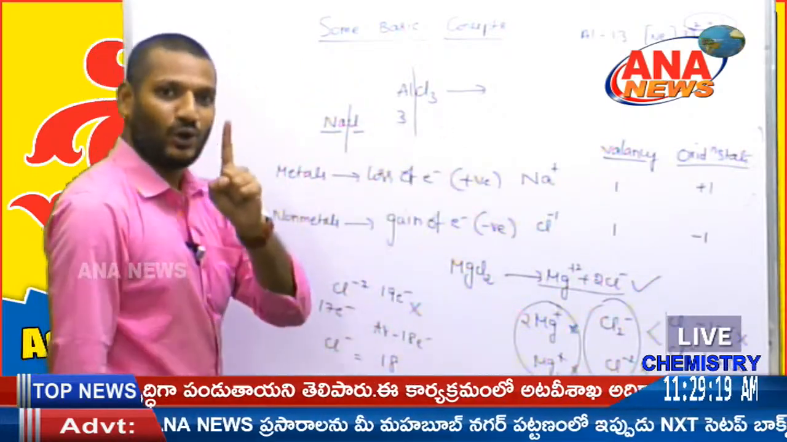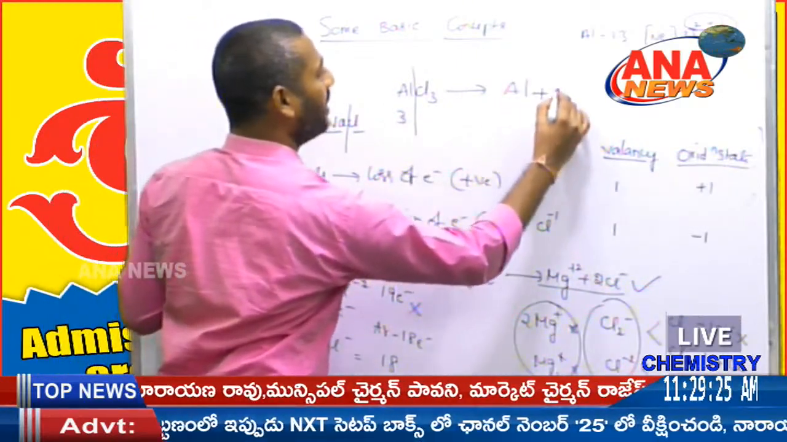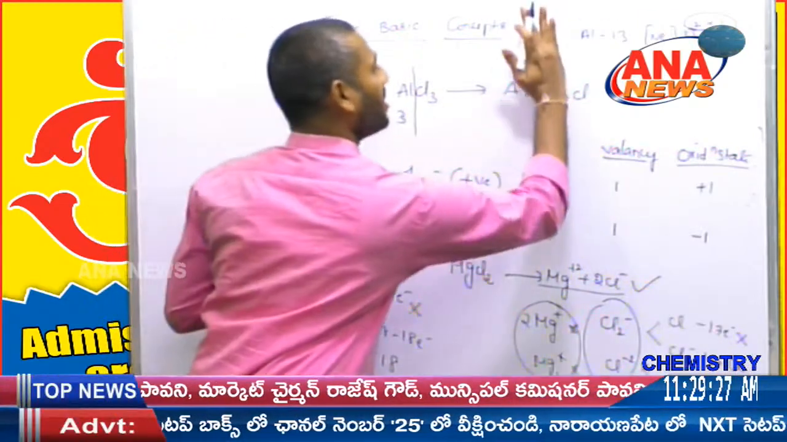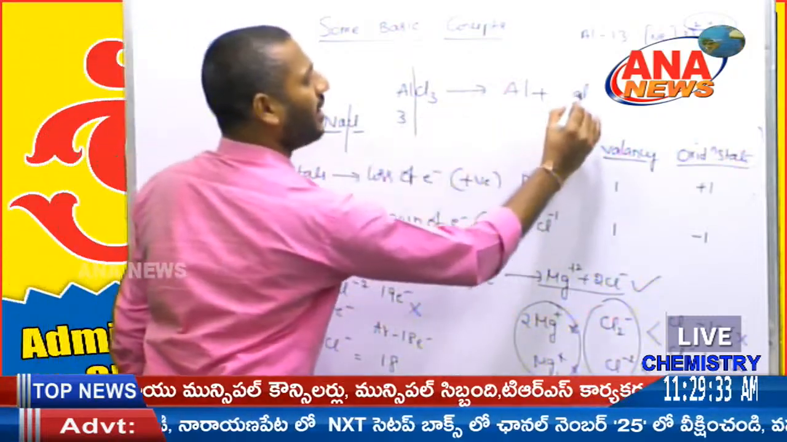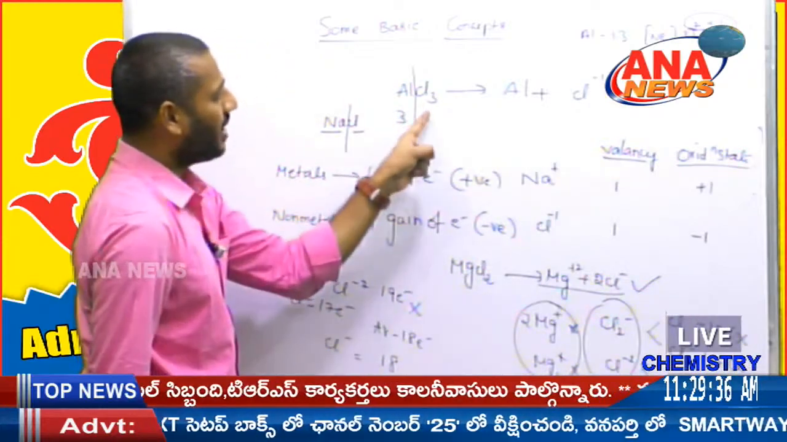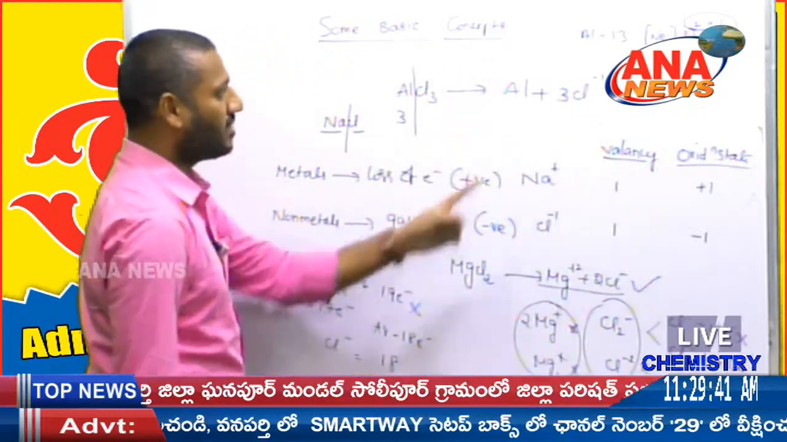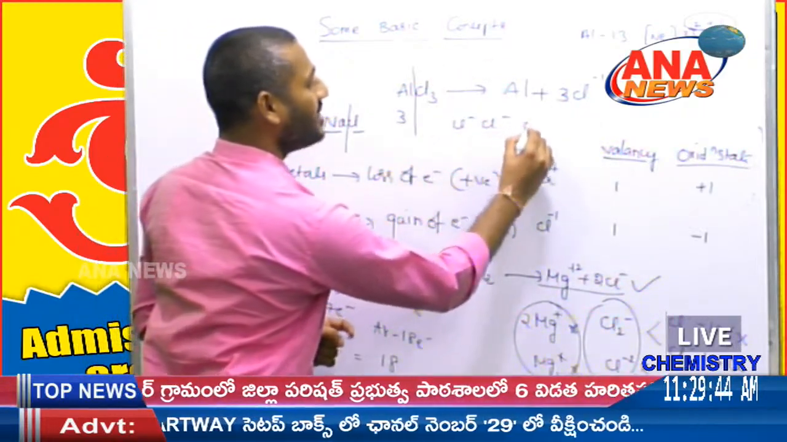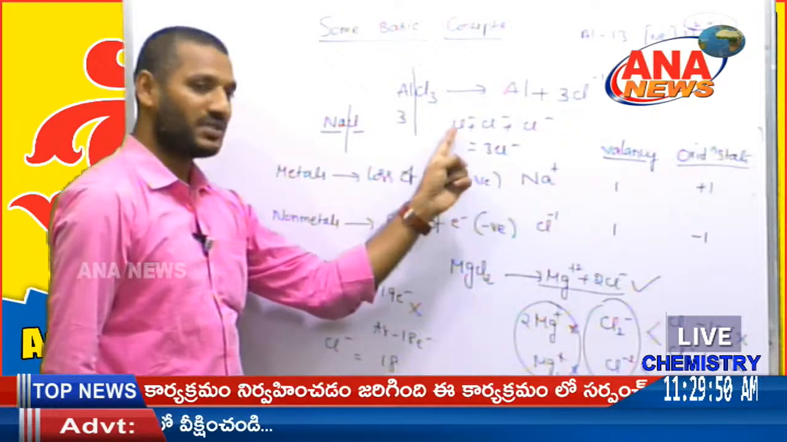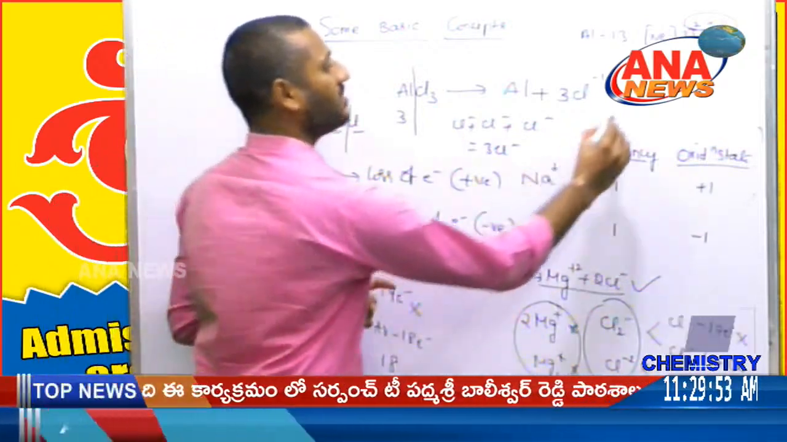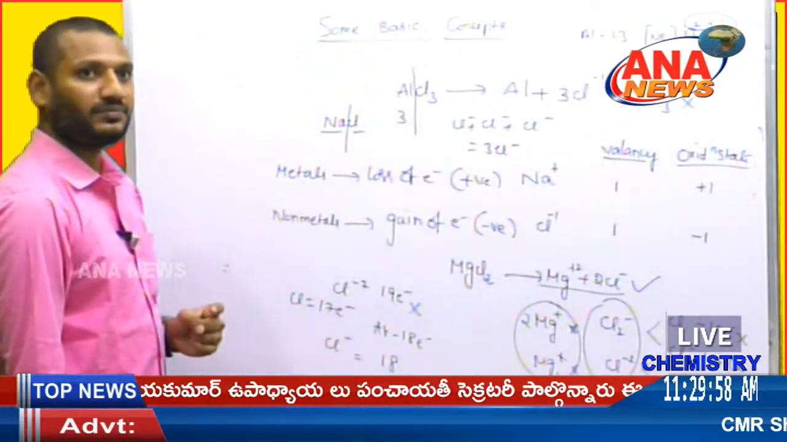Similarly, a single chlorine atom gains only a single electron. So we write aluminum plus 3 chlorine atoms. If each chlorine atom gains only 1 electron, and there are 3 chlorine atoms, then it is 3Cl minus. Here all chlorine atoms gain only 1 electron, so it cannot be treated as Cl3 minus. That is also a wrong answer.